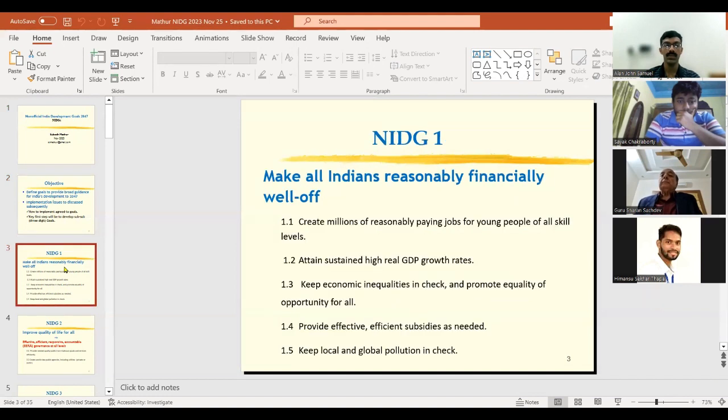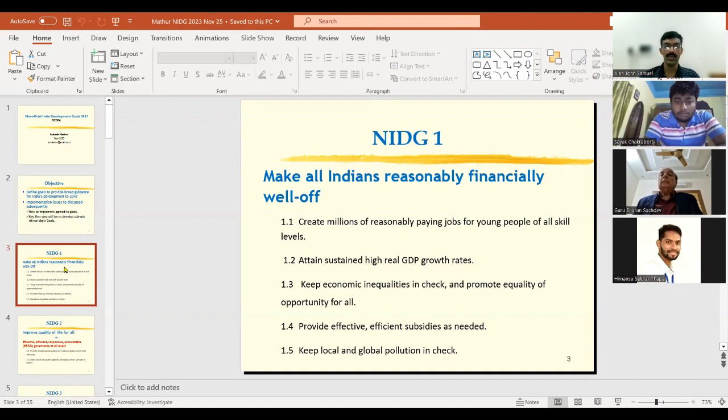So the first goal, NIDG 1, is the main economic goal. Make all Indians reasonably financially well off. Now, reasonably is, of course, a subjective term, and it needs a lot of discussion and analysis, and I hope we get that, because it's not something that can be defined from theory, and it's not something that is actually defined in the literature, because most of the focus is on who's poor and who's not.